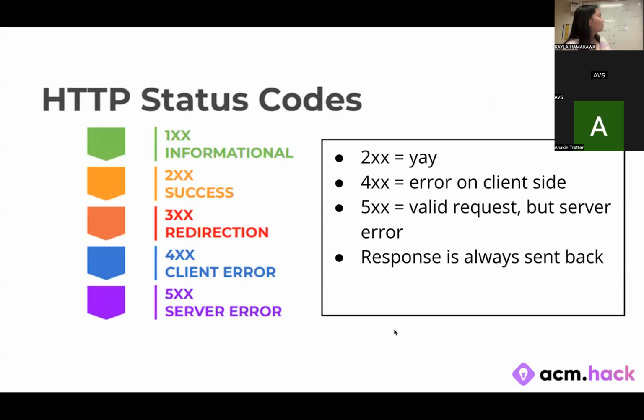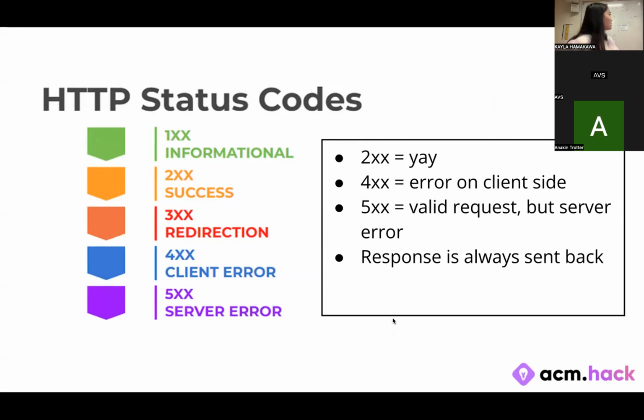We have in the 100s, it means informational, 200s, success, 300s, redirection, 400s, client error, and 500s, server error. And the most important ones probably are, if you're in the 200s, yay, you're probably good. But if you're in the 400s, there was an error on the client side, and 500s, it was a valid request, but it's an error on the server side.